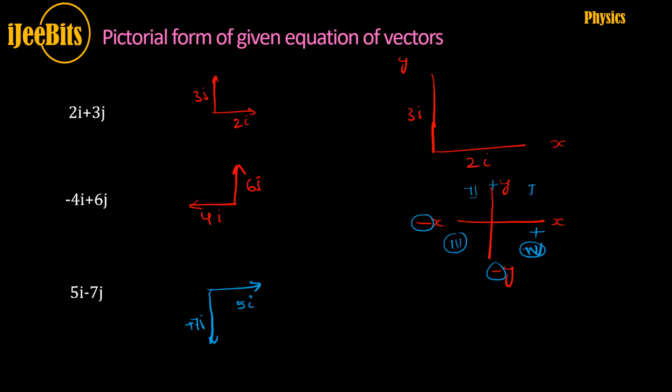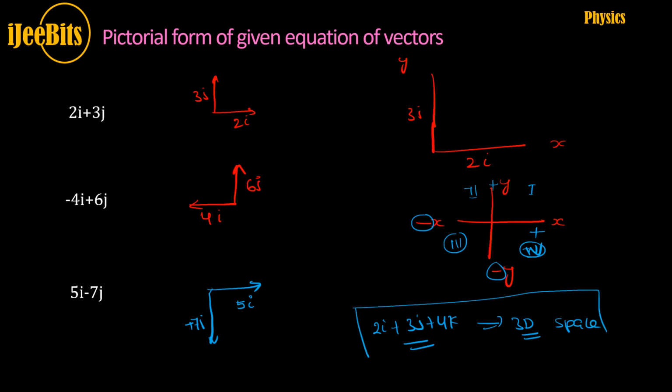Well done. So similarly, you can also think of 3-dimension. So what happened? 2i plus 3j plus 4k. Then it is a 3D representation of vector in 3D space. This is a simple concept.